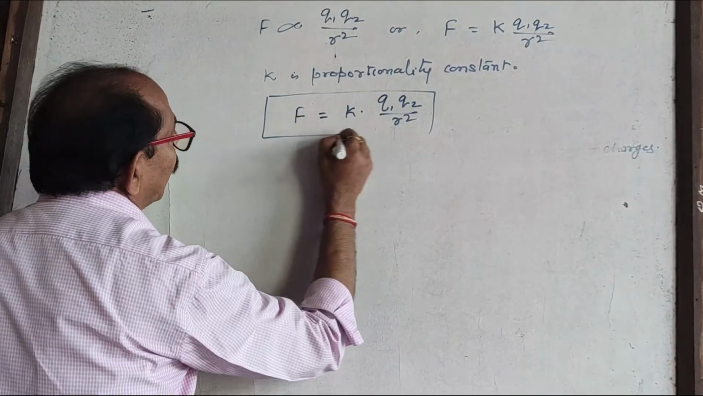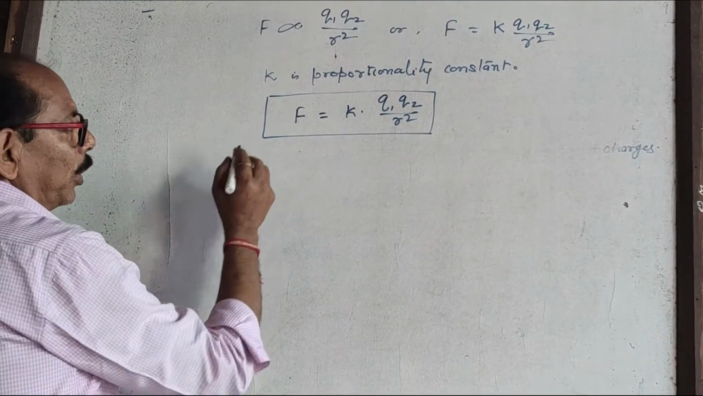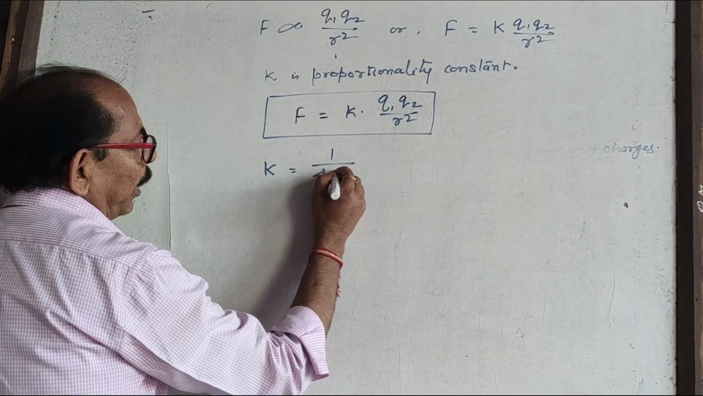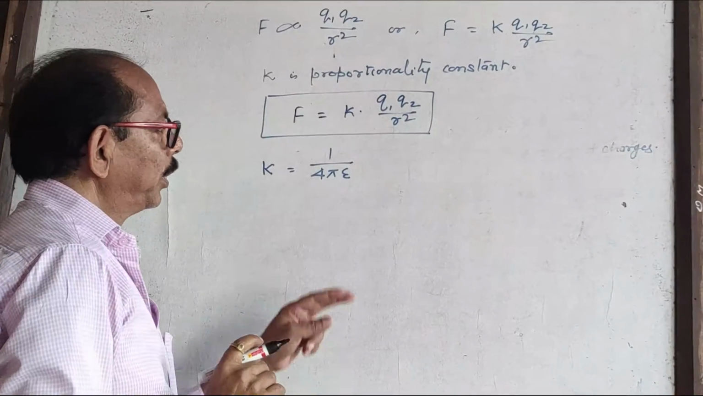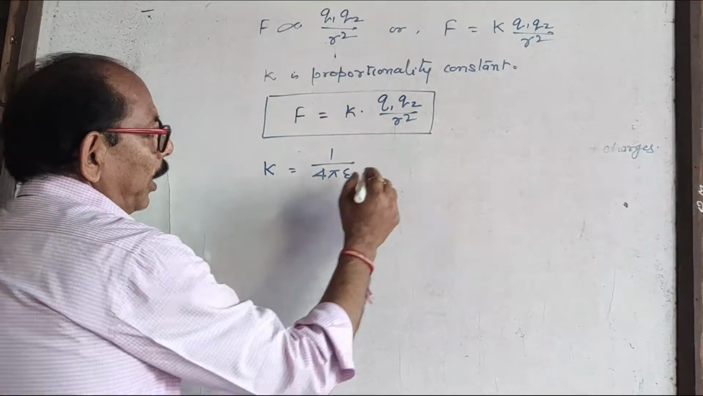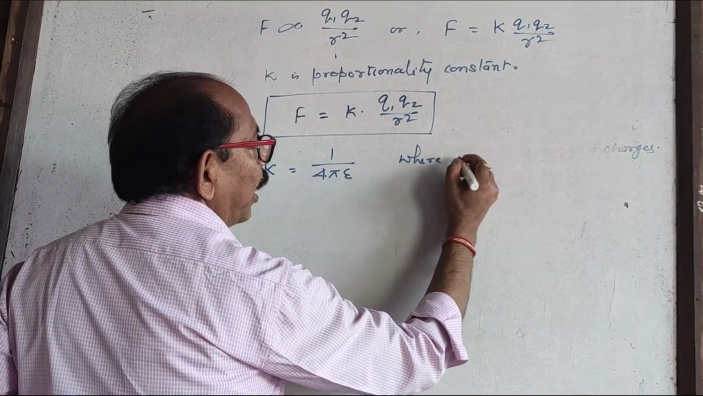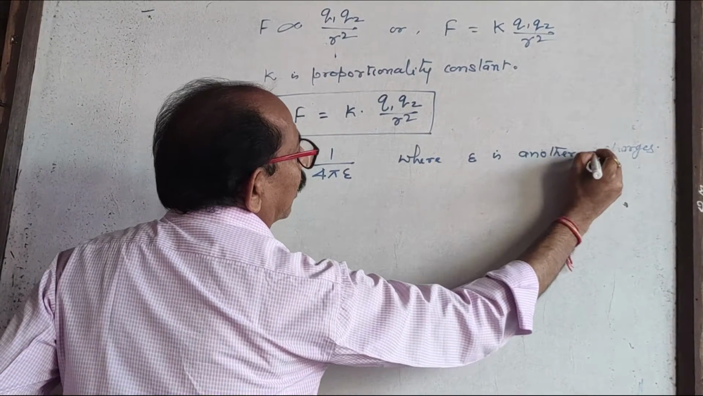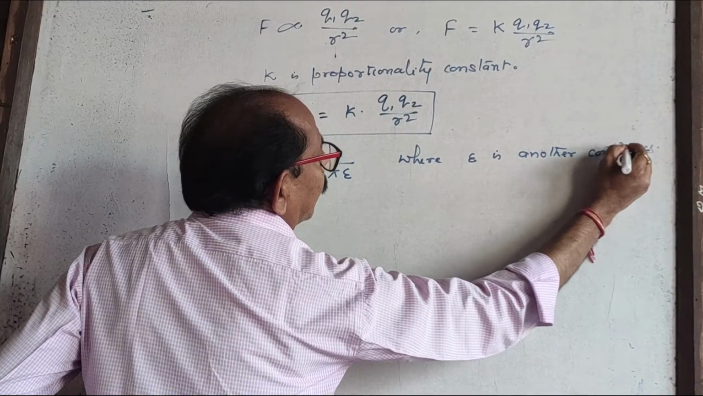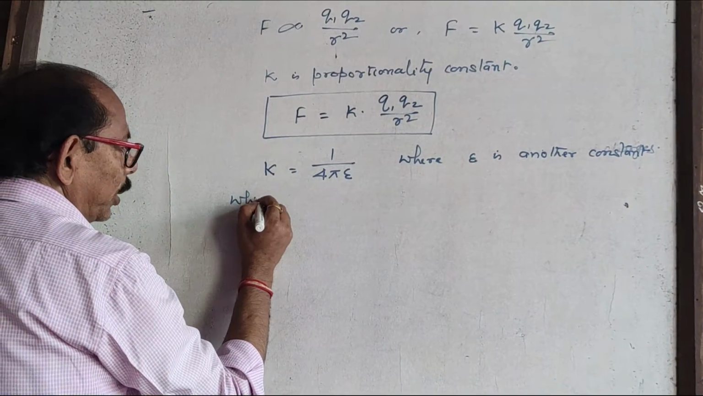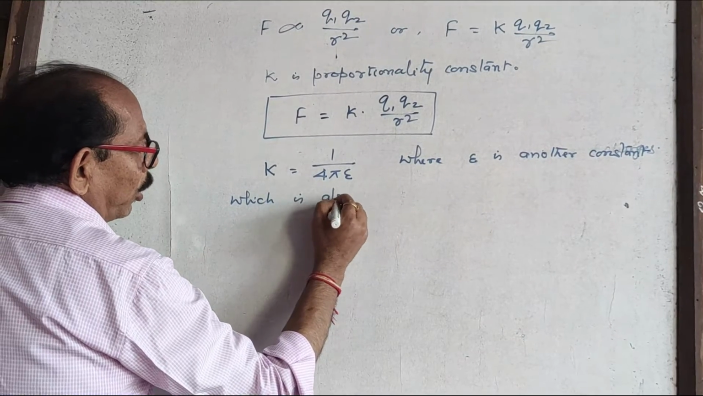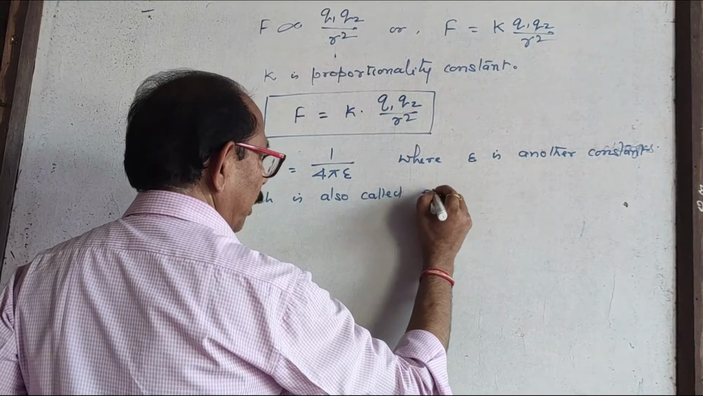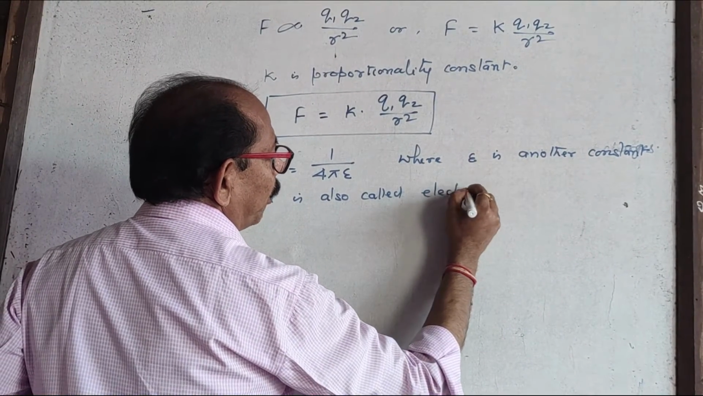This is the relation. By experiment, we find the value of K equals 1 upon 4 pi epsilon, where epsilon is another constant, which is also called electric permittivity.